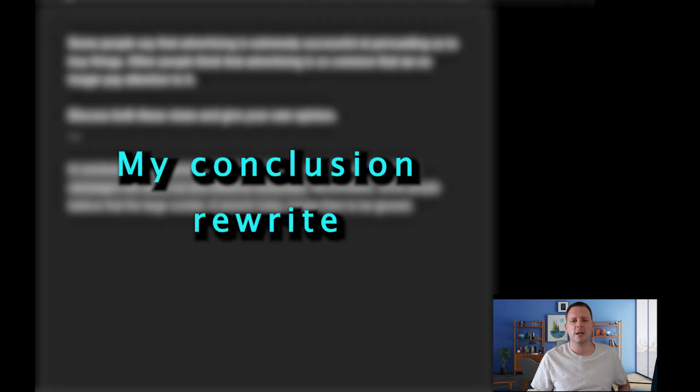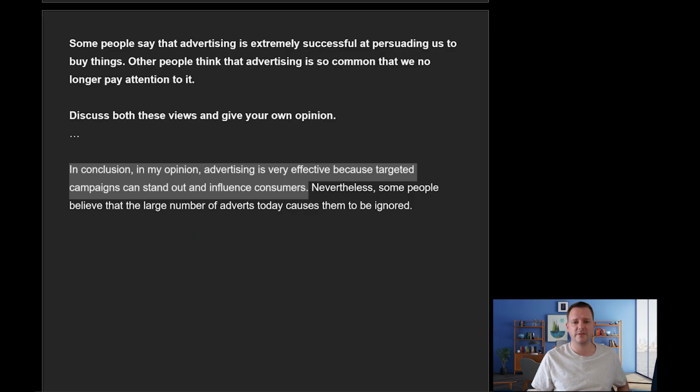In conclusion, in my opinion, advertising is very effective because targeted campaigns can stand out and influence consumers. So first I use the discourse marker in conclusion, then I say in my opinion to indicate that I'm now going to restate my opinion. After that I use because to briefly summarize the argument that supports my opinion.